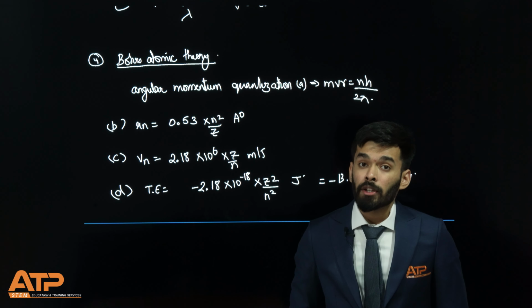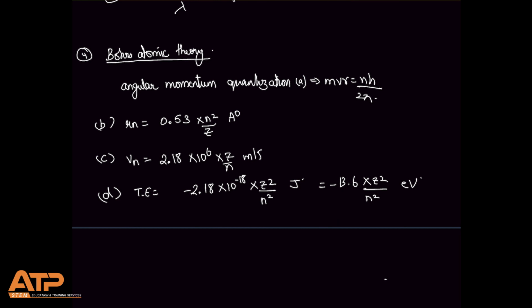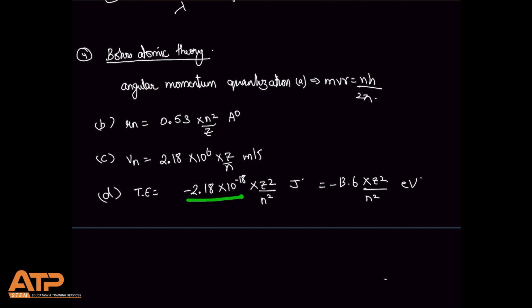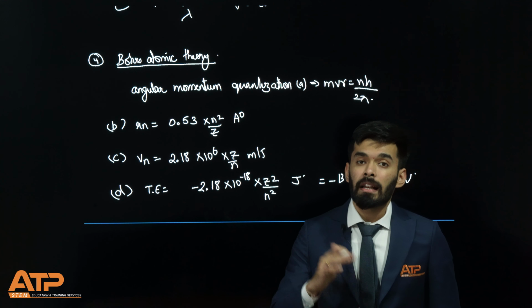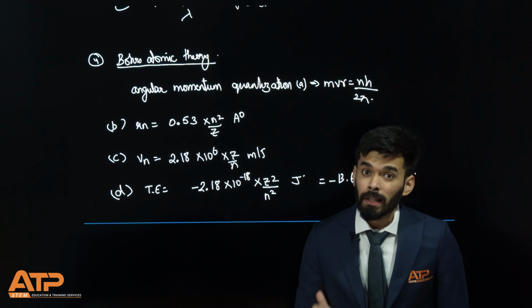Now we can calculate total energy in 2 units. Total energy can be calculated in joules also, and in electron volts also. So total energy in joules is minus 2.18 into 10 to the power minus 18 into z square by n square joules. But if you want to calculate total energy in electron volt, then the formula becomes minus 13.6 into z square by n square electron volt. This is the formula of total energy.